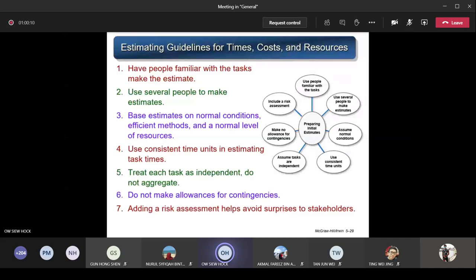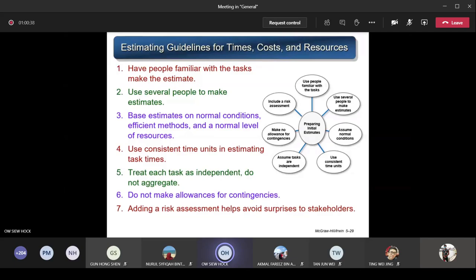So when you do estimation, you base it on the normal condition. That means you don't assume something is going to happen. You don't assume that, oh, I think this staff may go on vacation, so I extend a bit longer time for this task. No need. You just assume that everyone will come to work on a normal day. Don't assume, you know, that there was one time suddenly there was a flood many years ago. If you stay in Shah Alam, I think the Shah Alam area was flooded, and then all the staff cannot come out.